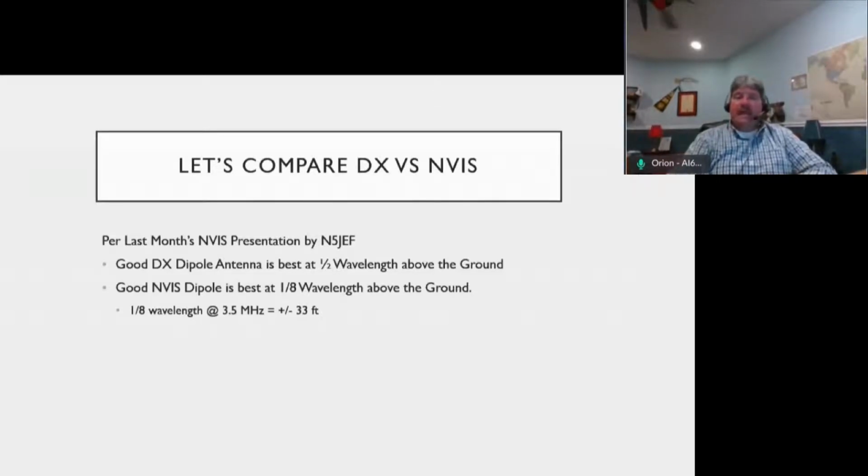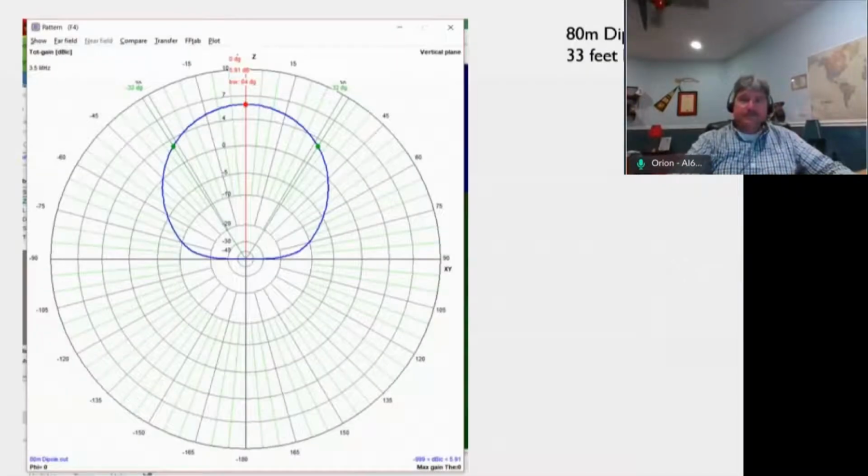And then he said a good NVIS dipole is going to be about an eighth wavelength above the ground. So half wavelength for 80 meters is roughly about 135 feet, 130 feet, and a quarter wavelength is around 33 feet. So what I did is I used the model, and I did one at 130 feet and another one at 33 feet. So let's take a look at 33 feet first.